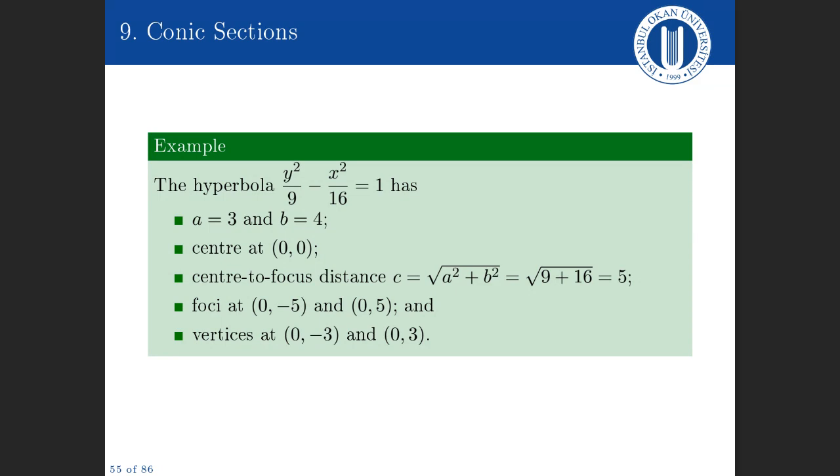Another hyperbola, y squared over 9 minus x squared over 16 is equal to 1. Here, a is 3 and b is 4. The center is (0, 0), and the center to focus distance is 5. Because y is the first variable in the equation, that means that the foci and the vertices must be on the y-axis. So the foci are at (0, -5) and (0, 5). The vertices are at (0, -3) and (0, 3).